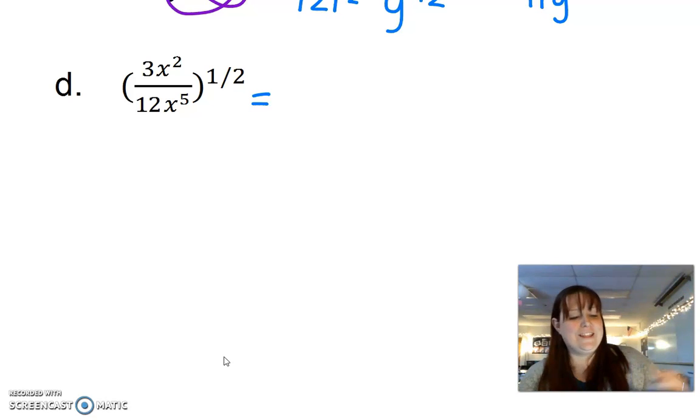And here we are. Let's simplify this first. Okay, so this 12 is the same as 4 times 3. And since there's a 3 on the top and a 3 on the bottom, they cancel out.